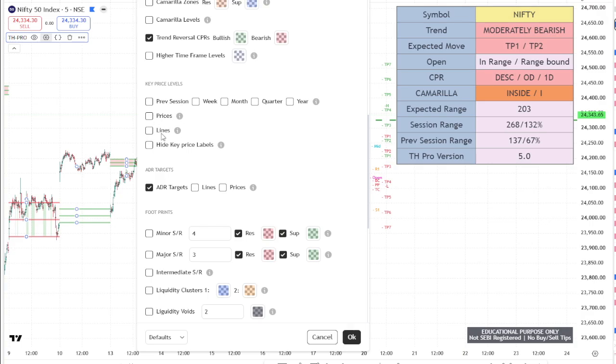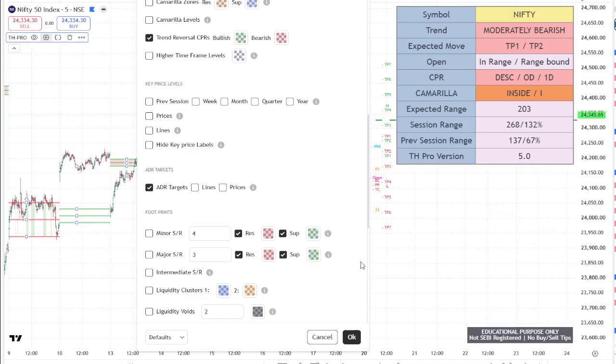And by default all the lines for these will be disabled. Enable them along with the price. If you want to keep the charts clean, then deselect the price. Okay, and as I said, these are ADR targets, by default it is enabled, and the lines and prices are not enabled by default.